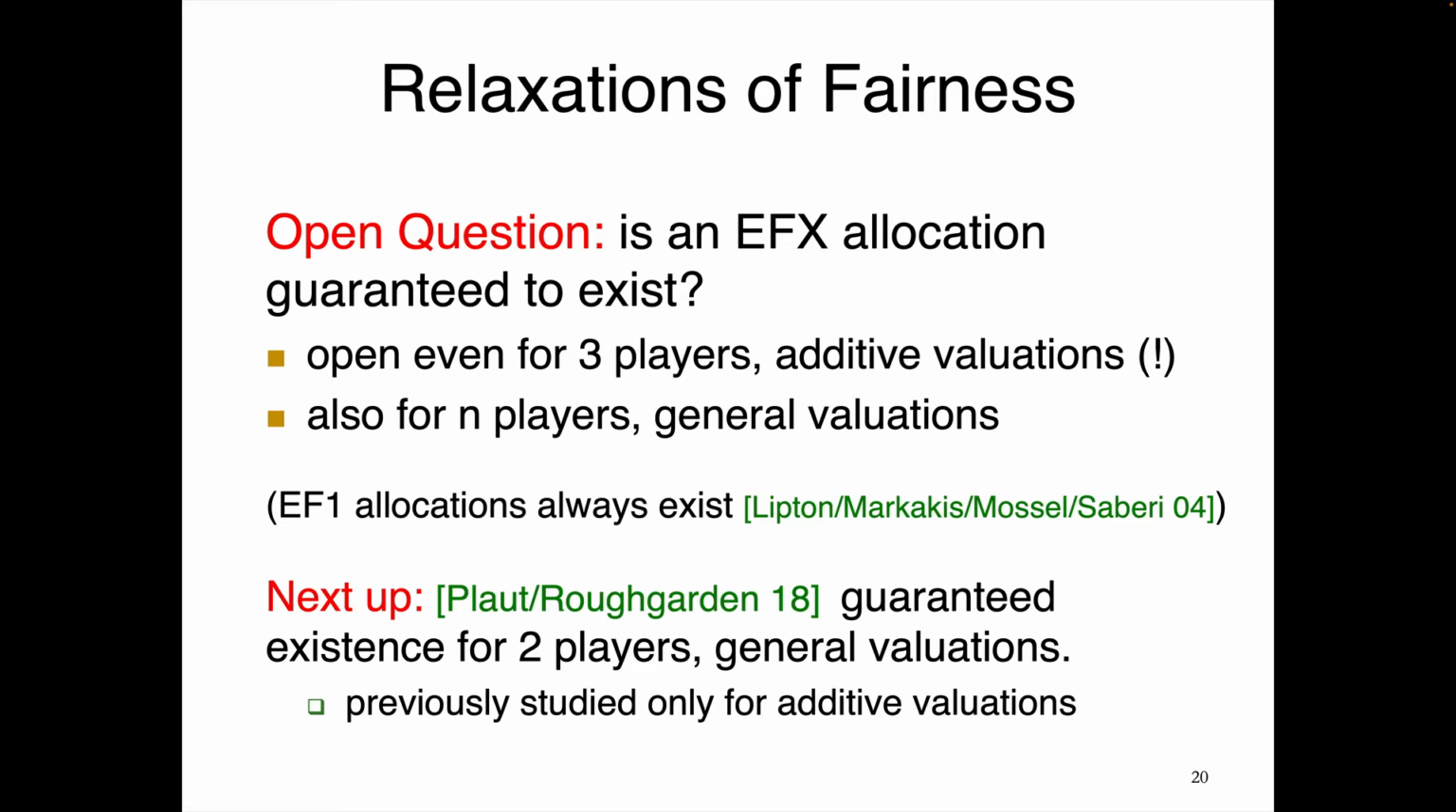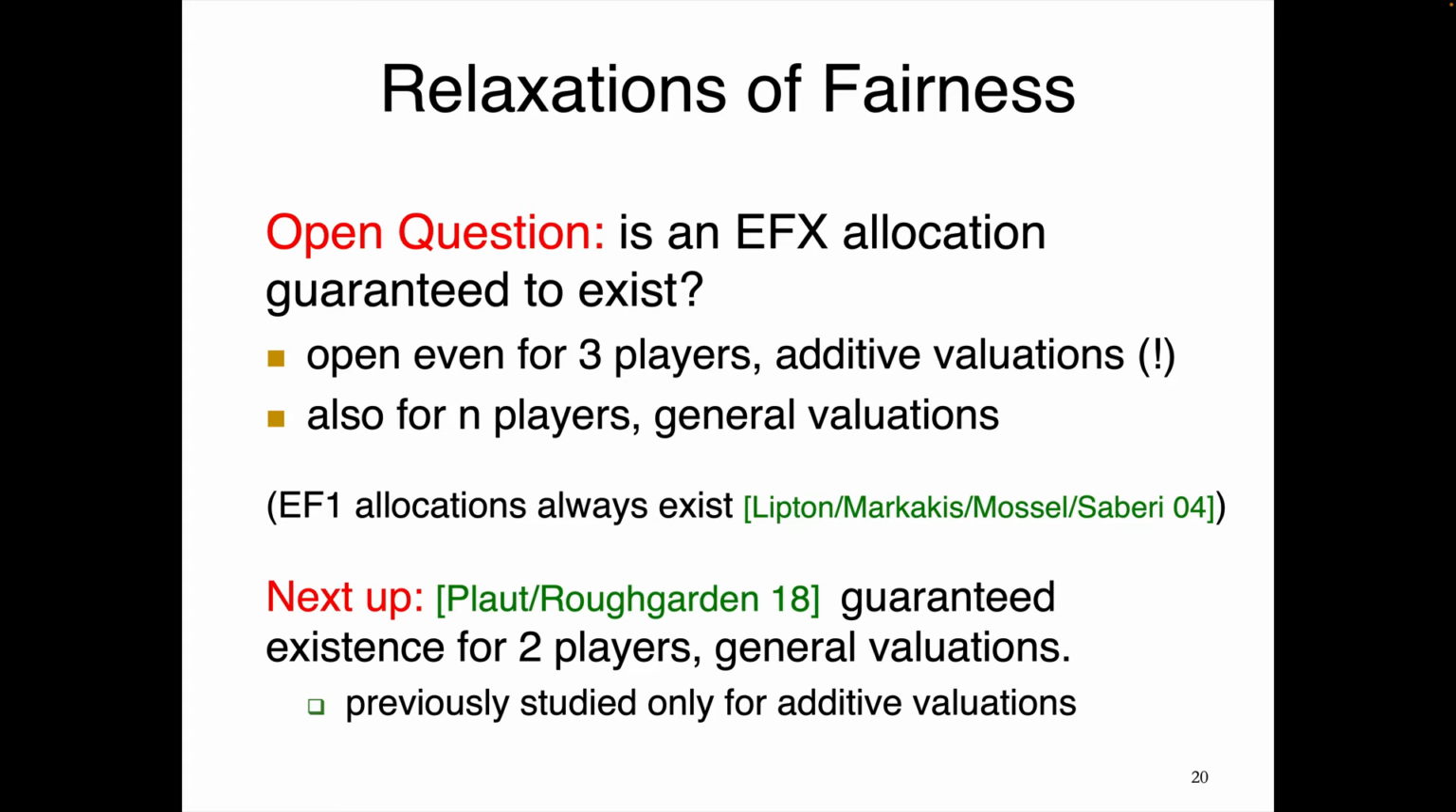So I'm just going to tell you some of the things we did around this question. Looking for cases where you do have guaranteed existence, looking for algorithmic results, lower bounds, and so on. And for starters, I want to show you a protocol that produces an EFX allocation when you have two players. That's a big assumption on the number of players, but there's going to be no assumption on the valuation. These are totally general monotone valuations. You do have guaranteed existence there.